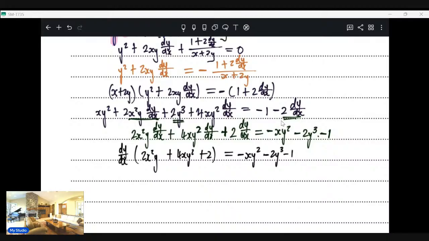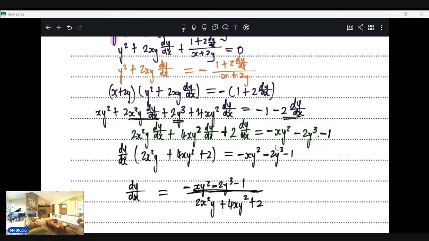Then to get your dy dx, you just take these guys to the other side to divide. So you end up having your dy dx being equal to negative xy squared minus 2y cubed minus 1, all divided by 2x squared y plus 4xy squared plus 2. This is everything. You've seen it? This is going to be the derivative. You have found it.